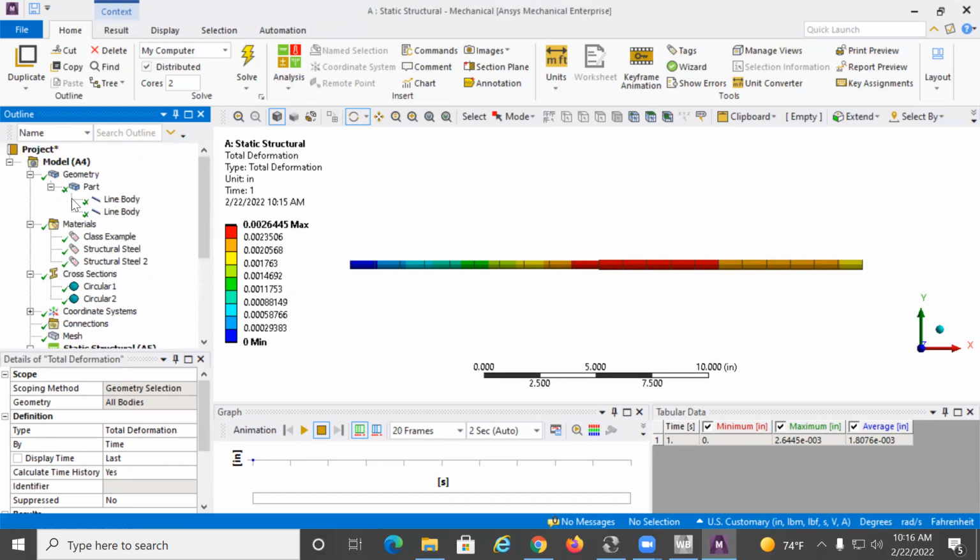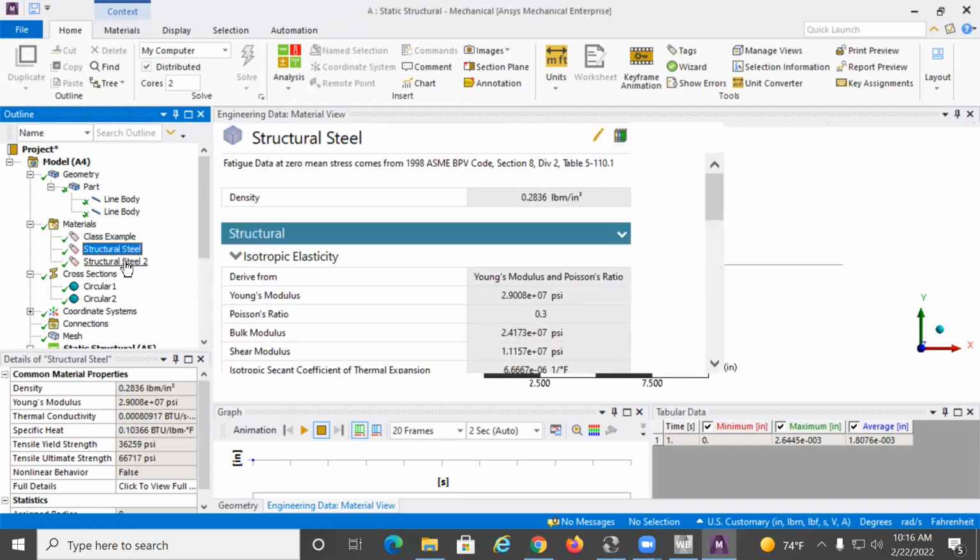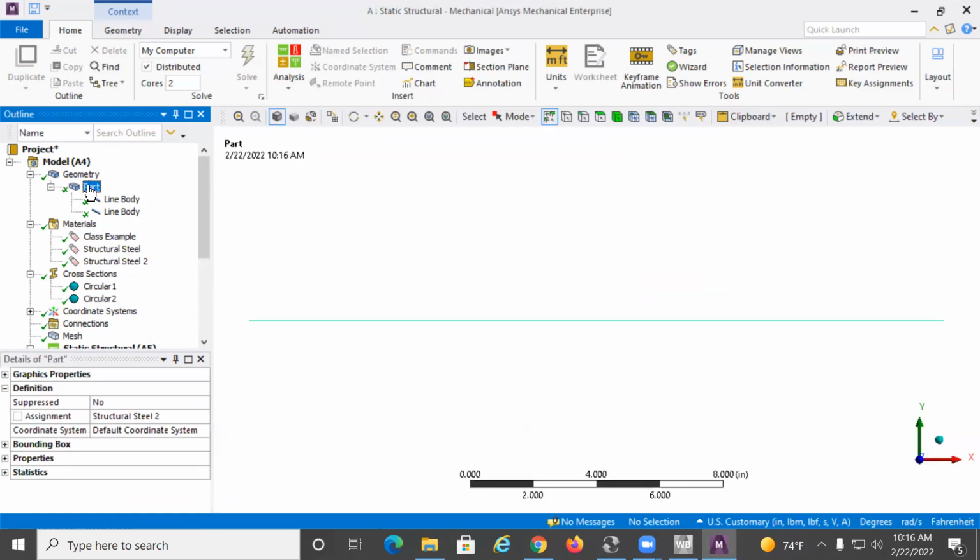So I went back and looked, and I do have the class example material. I have the default structural steel and structural steel 2. When I went to my part, in the details of the part, I see here that the assignment went to structural steel and not to the class material that we defined. And this affected our results.